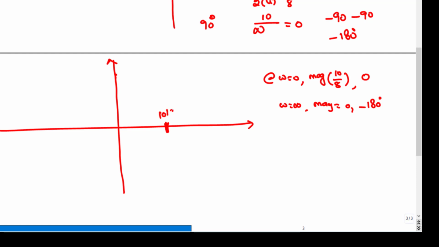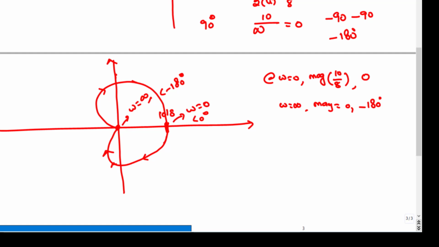So the magnitude is 10 by 8, which means it is cutting the real axis at 10 by 8. From there we have to draw a plot, and it goes to touch the origin, because at omega equal to 0 the magnitude is 10 by 8 and the angle is 0. When omega is equal to infinity, the magnitude is 0 and the angle is minus 180. And the second plot is the mirror image. We are mirror imaging that.